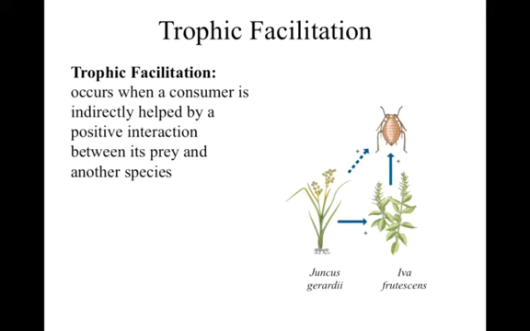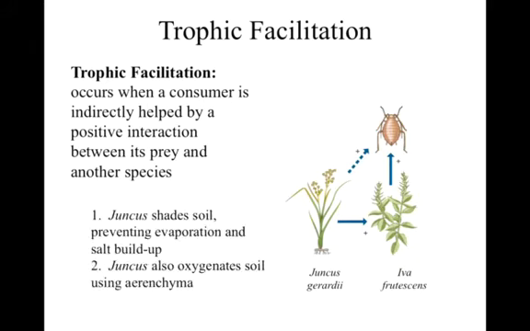Another type of interesting interaction you can get in communities with trophic effects is what we call trophic facilitation. So this occurs when a consumer is indirectly helped by a positive interaction between its prey and some other species. And here's an example where I have aphids, and I have two different plants, juncus and iva. So aphids eat iva. Aphids do not eat juncus. But juncus is still beneficial to aphids because it actually helps iva to grow.